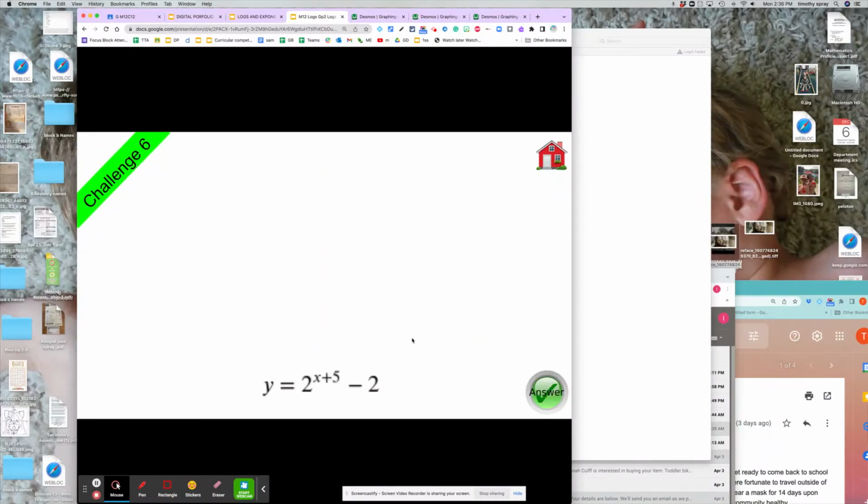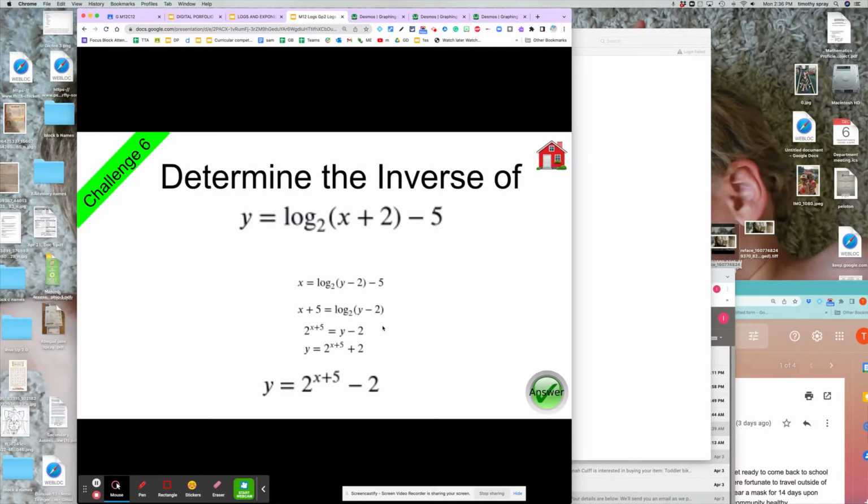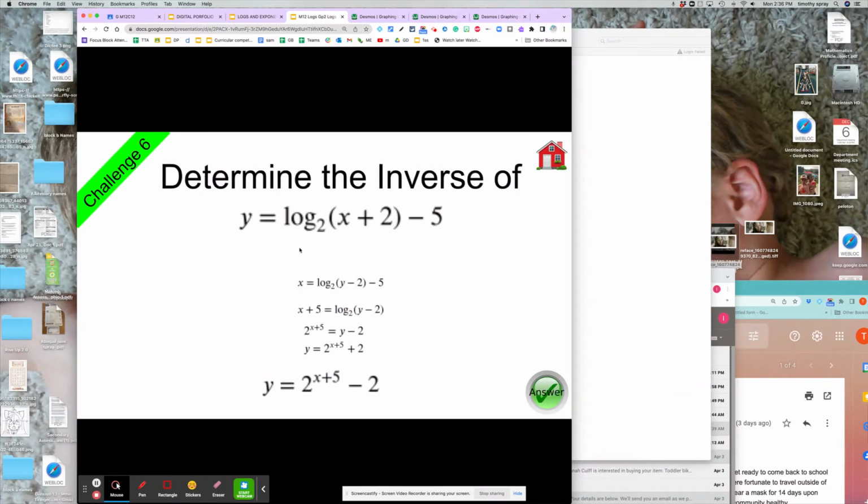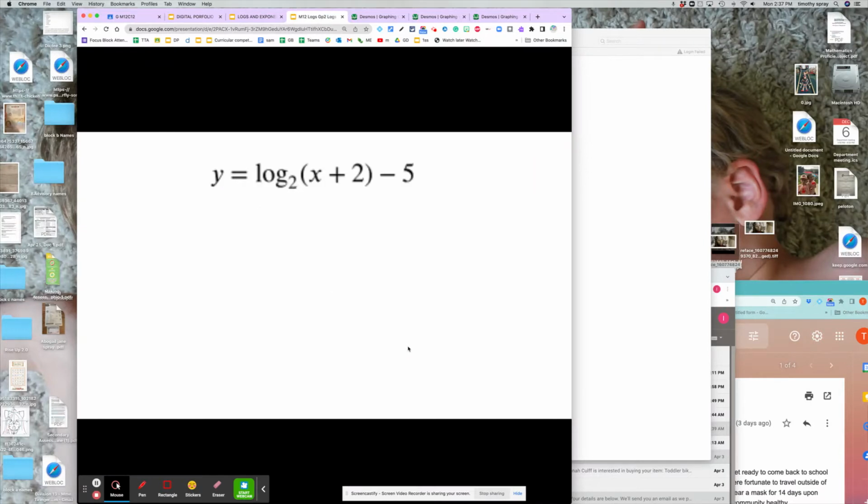All right, so what we're going to do here is this guy is going to ask you to determine the inverse of that. So why don't you go ahead and do that? And remember, to take the inverse, we're going to switch x and y. We are going to take the 5 to the other side. We could convert at this point. So the base is 2, so it's going to be 2 to the exponent x plus 5 equals y minus 2. And take it from there, and then you're done.